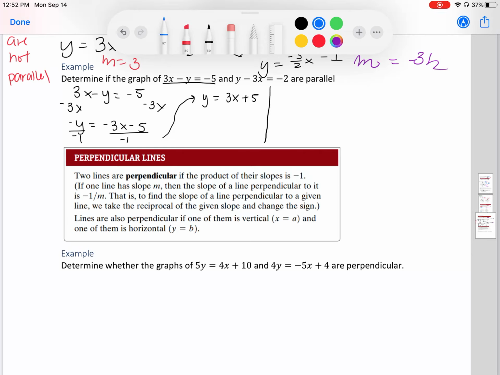Okay, next one. I have y minus 3x equals -2. Let's get y by itself, plus 3x, plus 3x. We're left with y equals 3x minus 2. All right, take a look at our slopes. I have a slope of 3 and a slope of 3. They have the same slope. So we can say yes, the lines are parallel.